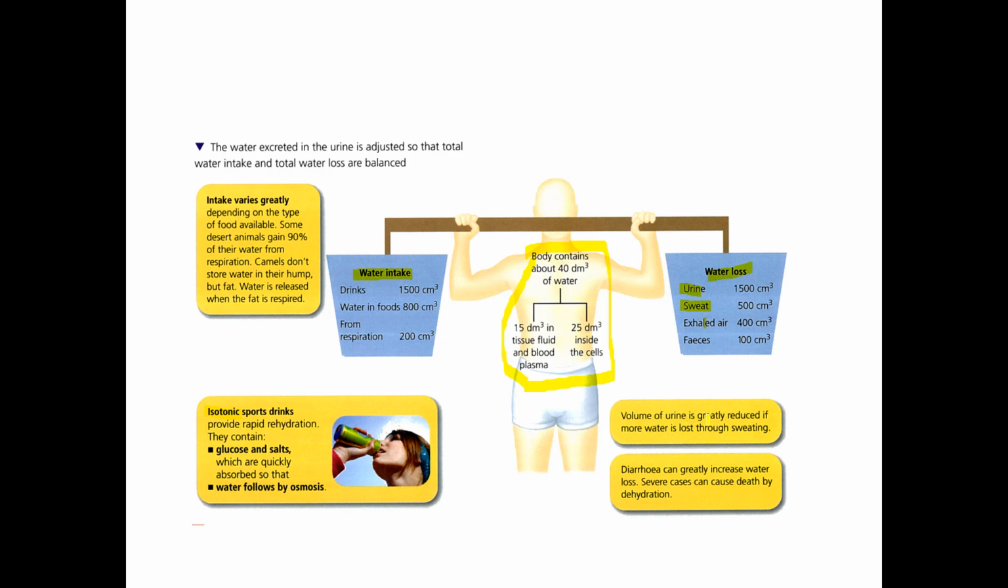Here, the volume of urine is greatly reduced if more water is lost through sweating. Maybe you notice this in summer. When the temperature is high, usually we sweat more than we urinate. But in winter, the opposite happens: when the temperature is low, we urinate more than we sweat.